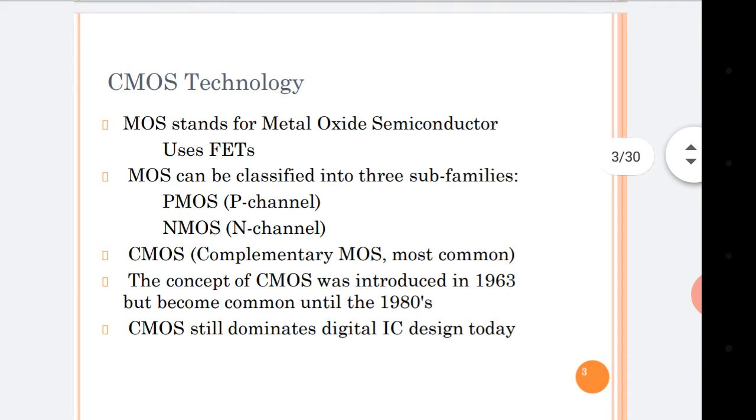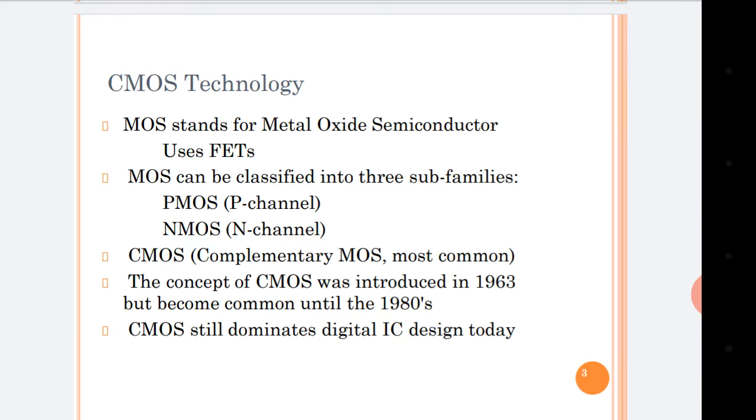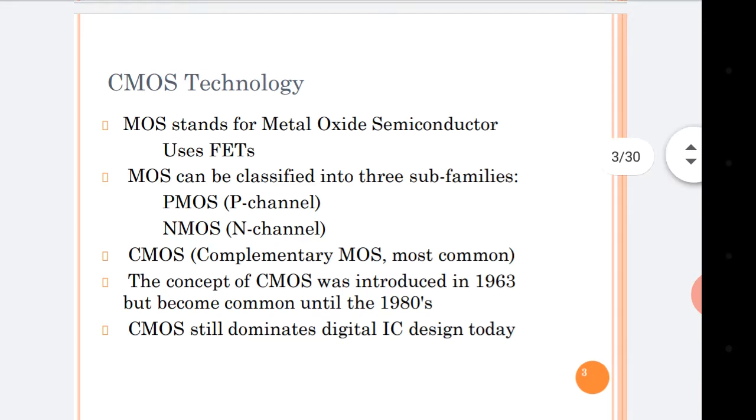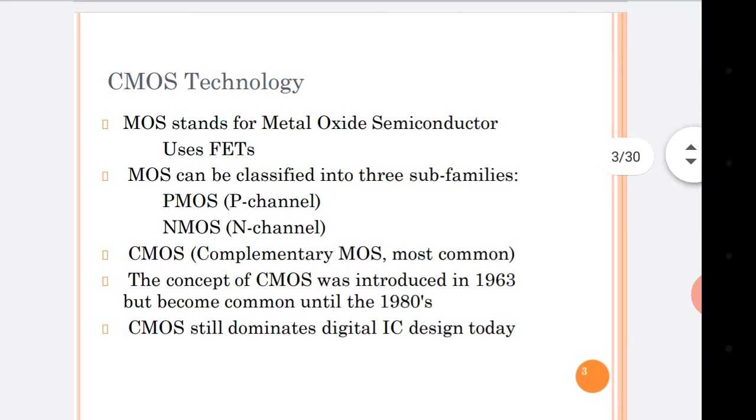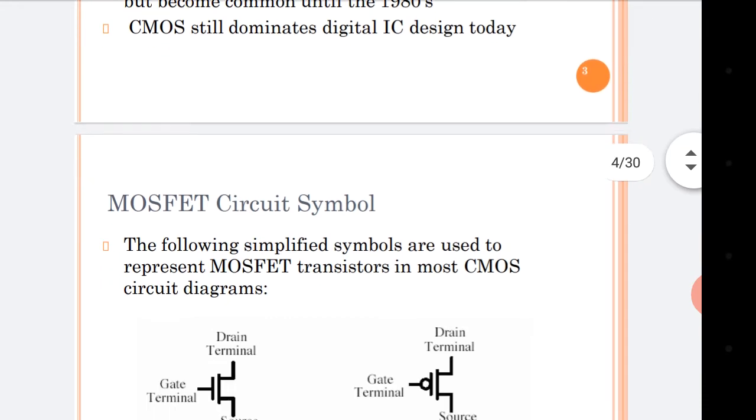In our previous lecture, we have studied the logic families and their classification. There are various logic families like TTL logic family, ECL logic family, then DCTL and all that. CMOS is also one logic family. In this lecture, we will discuss it in detail.